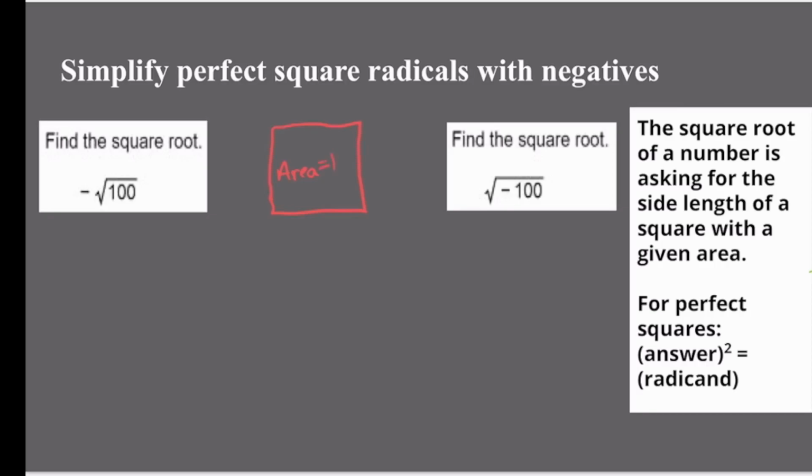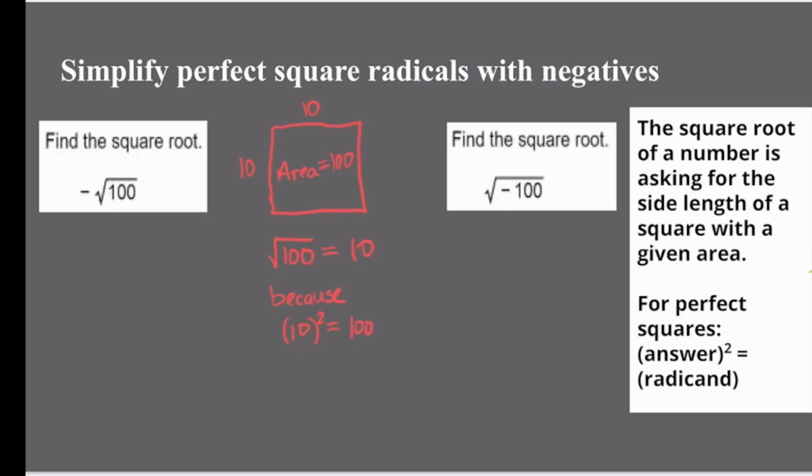So if you have an area of a square, and that is 100 tiles, let's say, you can make a square of 10 by 10, and that's going to give you 100 as your area. So square roots, radicals, are asking for that. So the square root of 100 is 10. And your reasoning is because if you do 10 times 10, or 10 squared, that's where the 100 is coming from.